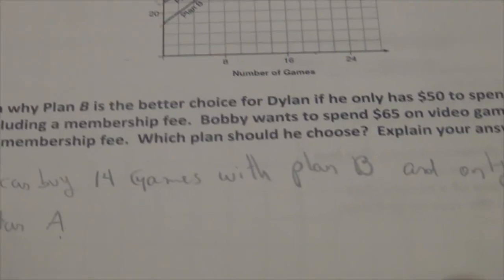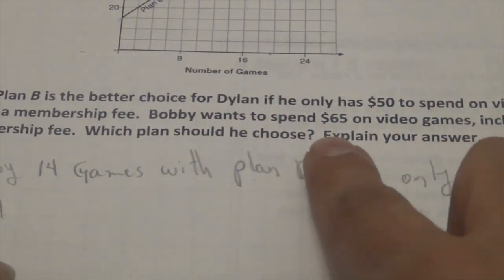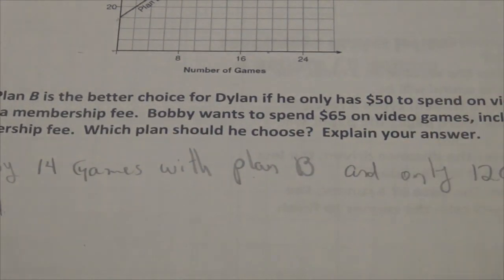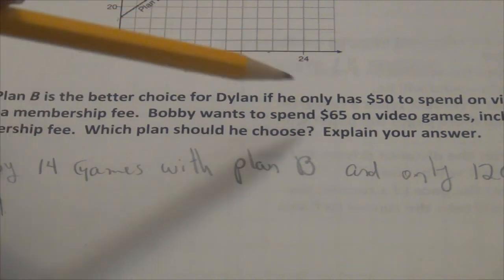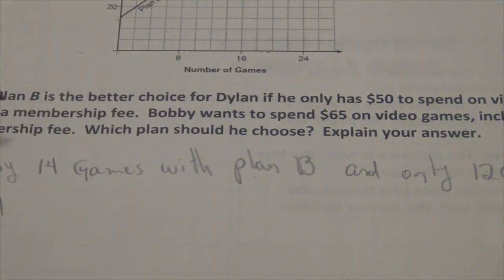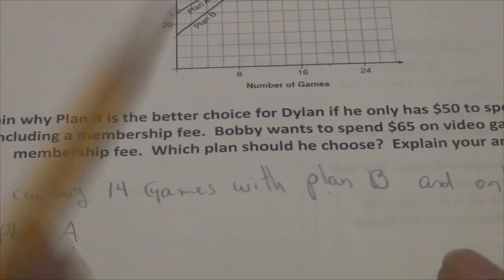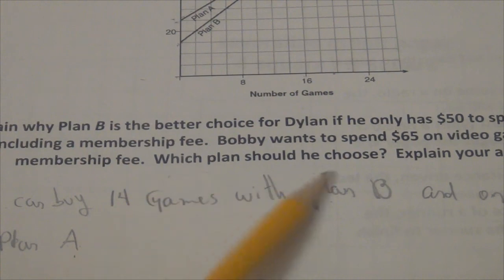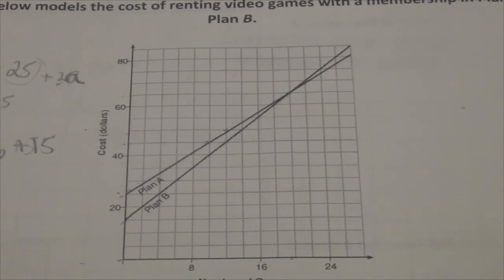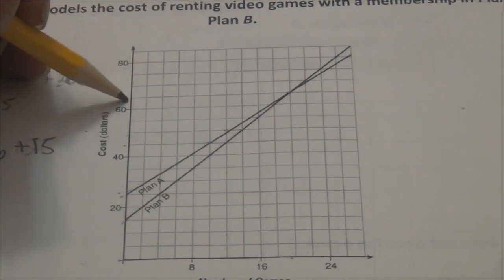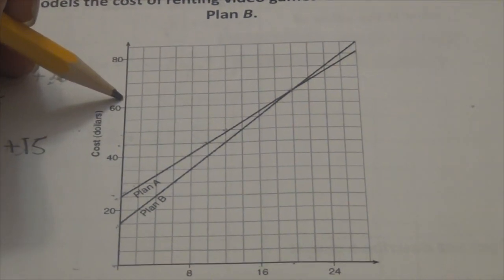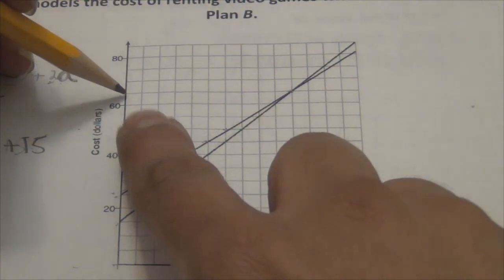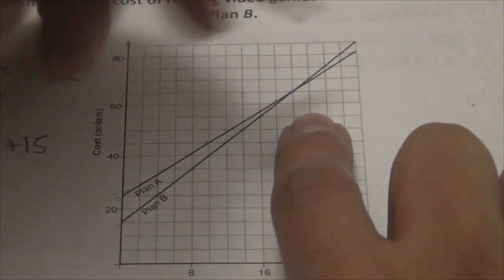All right. Now, Bobby wants to spend $65 on video games, including a membership fee. So, including the membership fee, he wants to spend $65. So, which plan should he choose? Explain your answer. Well, let's take a look at this. Where is $65? $65 is right here. Okay, what do I know about $65? Let's see which one is the better plan. Look, they both intersect right here.